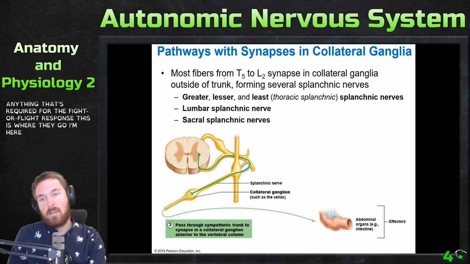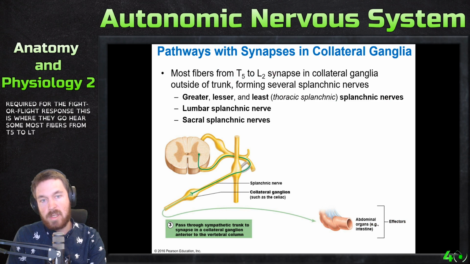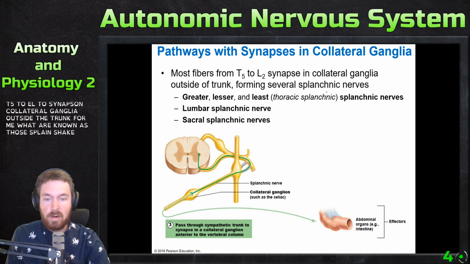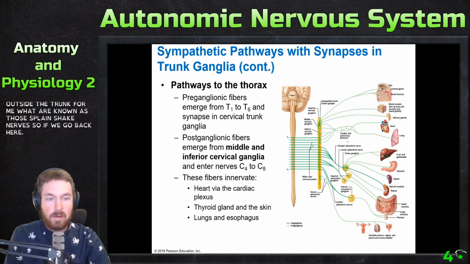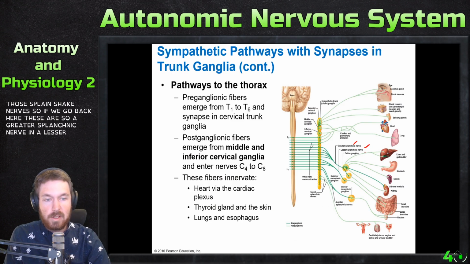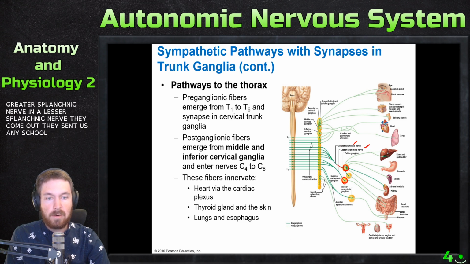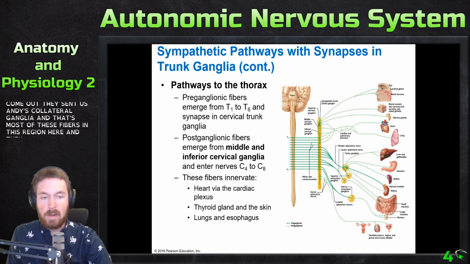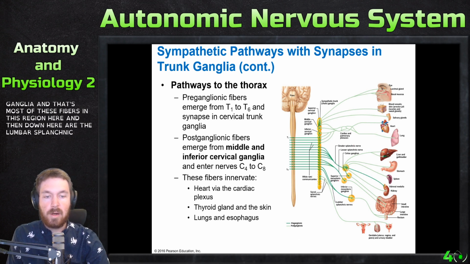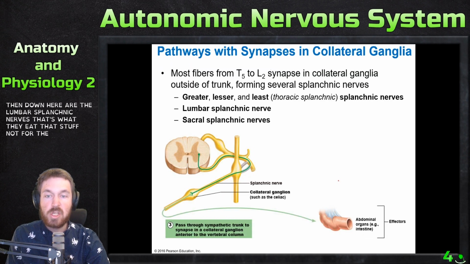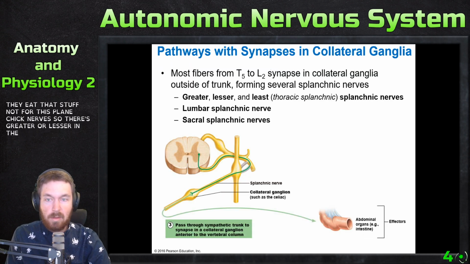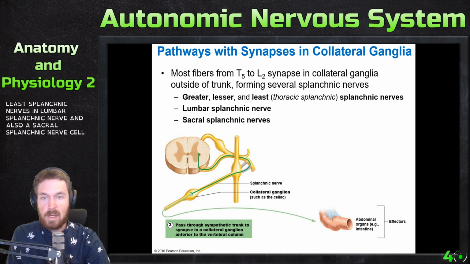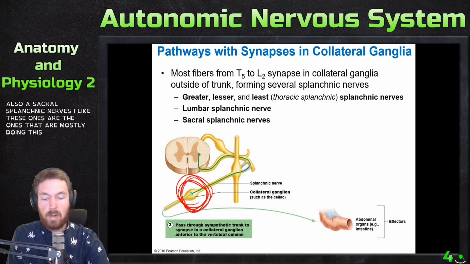So then here, most fibers from T5 to L2 synapse in collateral ganglia outside the trunk, forming what are known as the splanchnic nerves. If we go back here, these are a greater splanchnic nerve and a lesser splanchnic nerve. They come out, they synapse in these collateral ganglia, and that's most of these fibers in this region here. And then down here are the lumbar splanchnic nerves. So that's what that's talking about for the splanchnic nerve. There's greater, lesser, and least splanchnic nerves, a lumbar splanchnic nerve, and also a sacral splanchnic nerve. Like I said, these are the ones that are mostly doing those collateral ganglia.